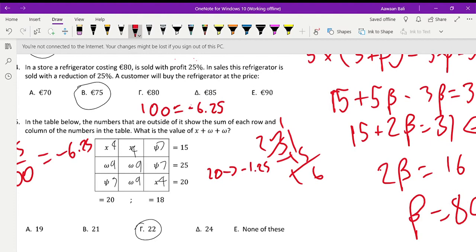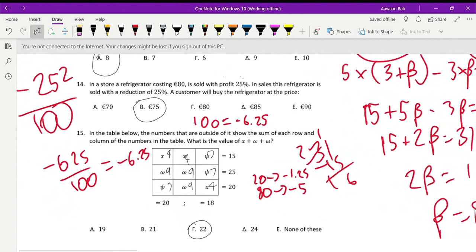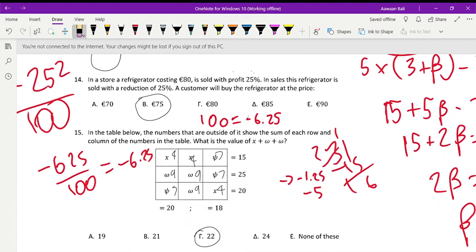Now we multiply by 4, so 80, and 1.25 times 4 is 5. So if it was 80 euro, you'd minus 5 euro. So therefore, we're looking for 80 euros. So we just do 80 minus 5, 75. So therefore, your answer is 75.